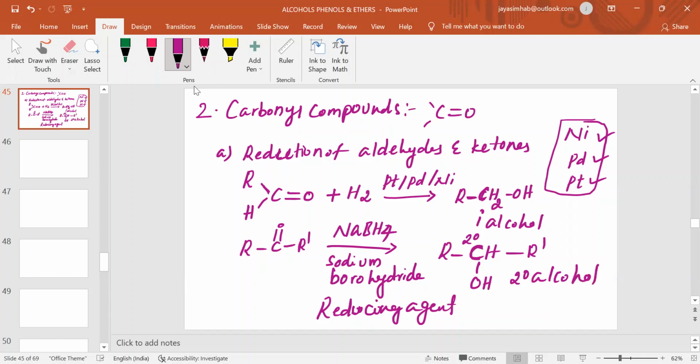So by the reduction of aldehydes and ketones by catalytic hydrogenation, otherwise in the presence of a reducing agent like sodium borohydride. Another important reducing agent we should know is lithium aluminum hydride. This is more powerful than sodium borohydride, and it is expensive also. Lithium aluminum hydride is also a reducing agent.